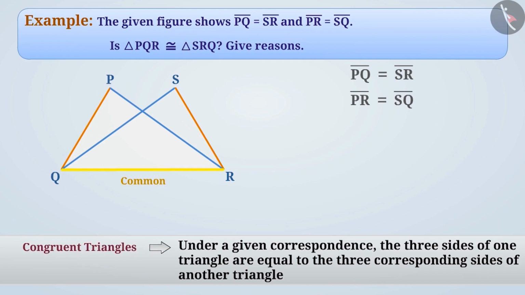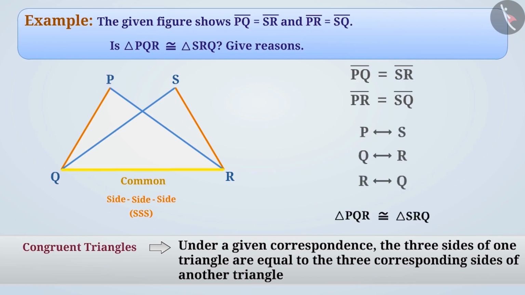This condition is called side-side-side criterion. In detail, we would call it SSS criterion. Here, the triangles are congruent under the correspondence. We can say that triangle PQR and triangle SRQ are congruent.